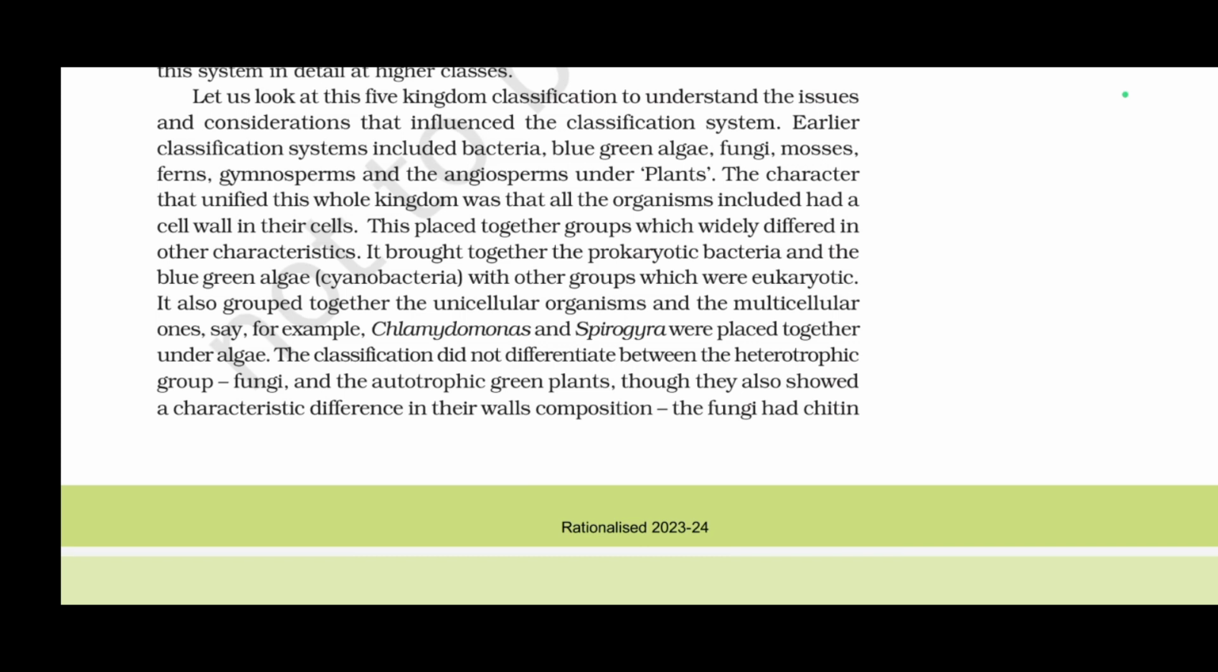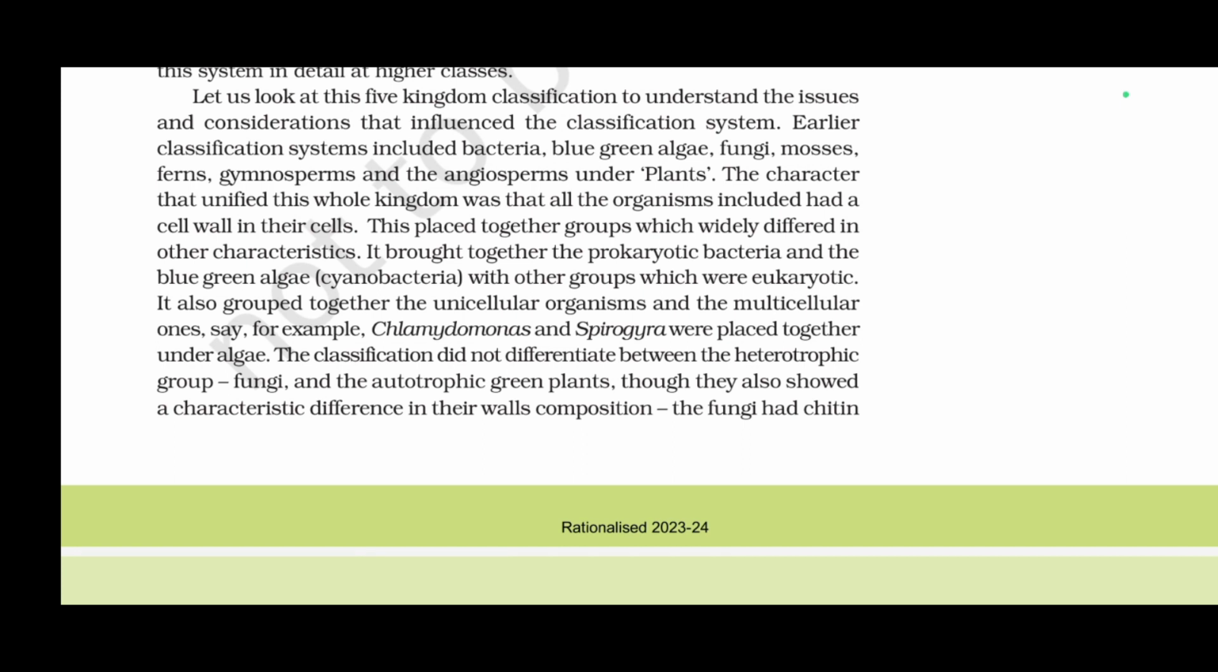The character that unified this whole kingdom was that all the organisms included had a cell wall in their cells. This placed together groups which were widely different in other characteristics. It brought together the prokaryotic bacteria and the blue-green algae, cyanobacteria, with other groups which were eukaryotic. It also grouped together the unicellular organisms and the multicellular ones. Say, for example, Chlamydomonas and Spirogyra were placed together under algae.